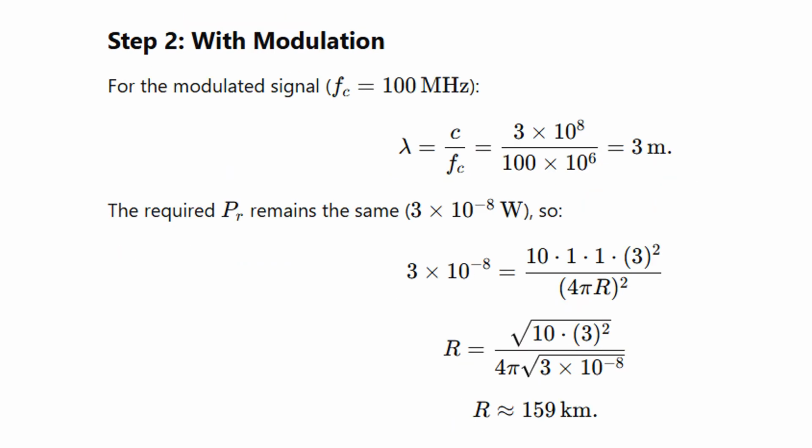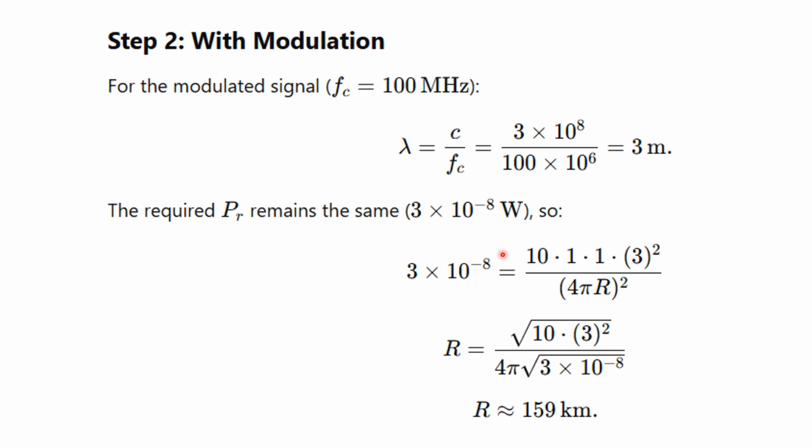Now we repeat the same steps, but the frequency is the 100 megahertz carrier frequency, which is typical for a modulated frequency in amplitude modulation or other modulation. So we calculate in a similar way. Lambda is equal to C over Fc, and C is 3 into 10 power 8, but here F is equal to 100 megahertz. So our wavelength lambda is equal to 3 meters.